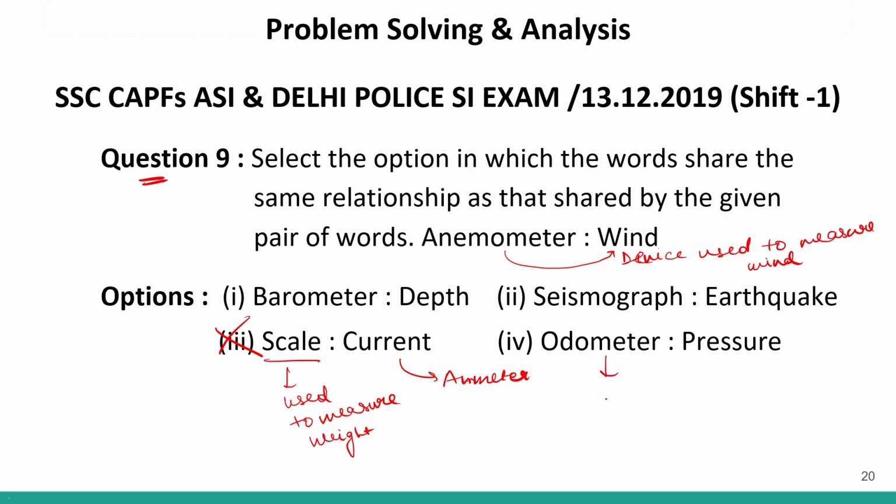Then next thing. Odometer. Odometer is a device used to measure distance traveled by vehicles. You have an odometer installed in your car as well. Distance traveled by vehicle. Anything that has a wheel. Okay. So pressure, again wrong. Then barometer. Barometer is what? It is a device that is used to measure pressure. So this is also wrong. So seismograph is something that is used to measure earthquakes. So option number 2 will be the correct answer.